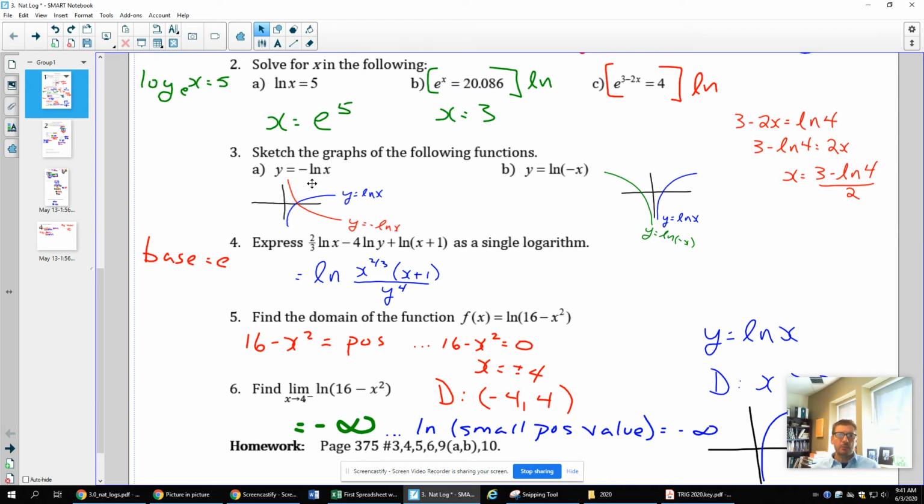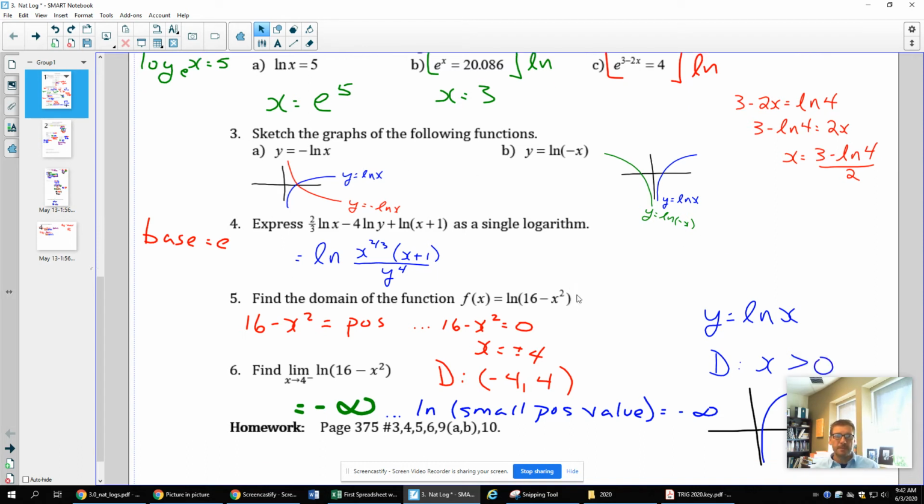Sketching, looking at reflections. What happens when you have a negative natural log? That's just a reflection in your x-axis. A positive y value becomes a negative y value, and a negative y value becomes a positive y value. So you've got that reflection. And here you've got a reflection in the y-axis. What was on the right side goes to the left side. So reflections still work just like you did in Math 30.